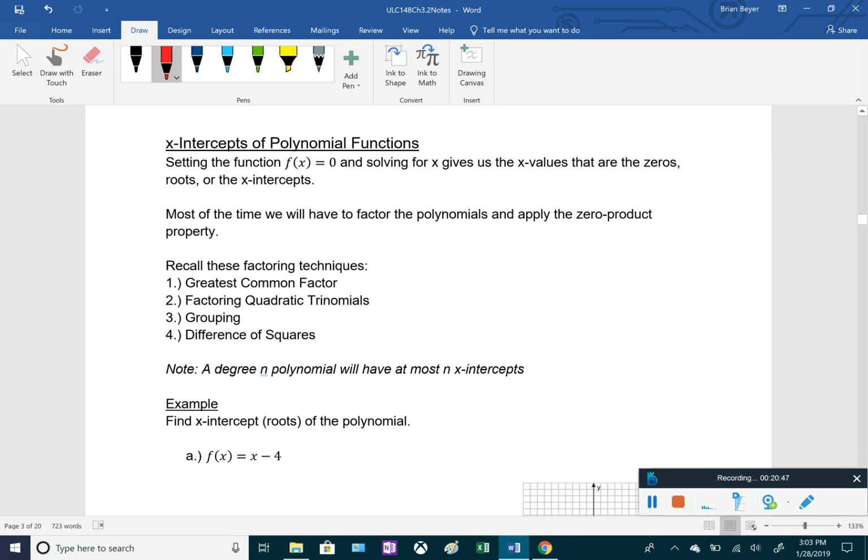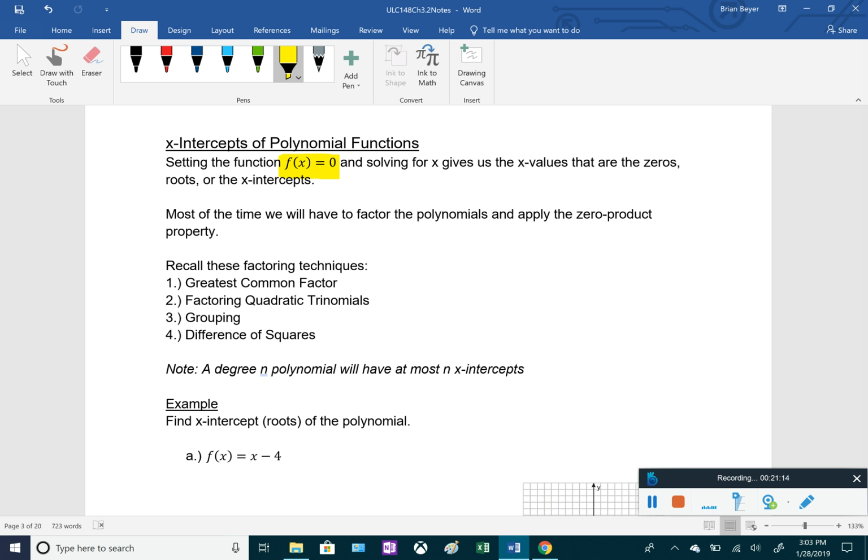Okay, next, let's look at the x-intercepts and how we find them. So x-intercepts, this goes for any function, but we're obviously just talking about polynomials here. What we're going to do is set the function equal to 0, and solve it for x. So finding where it crosses the x-axis, set the whole function equal to 0 and solve for x. We can call those the x-intercepts, the zeros, or the roots. They all mean the same thing.